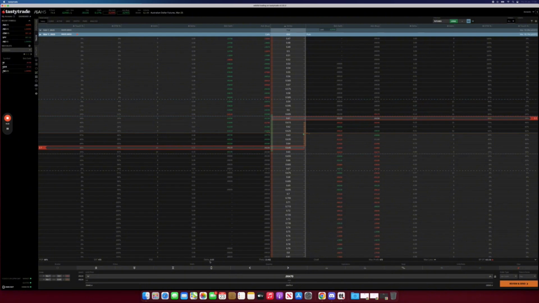That's absolutely fine. But now what you'll notice is our premium has increased. So we collect 470 up front. Our buying power hasn't increased that much. It's 815. So we collect 470 and now our buying power requirement is 815. So our return on capital has now increased. Our POP has decreased slightly by 7%. However, it's still at 68%, so we've still got high probabilities of success, but we have an even higher return on capital now.